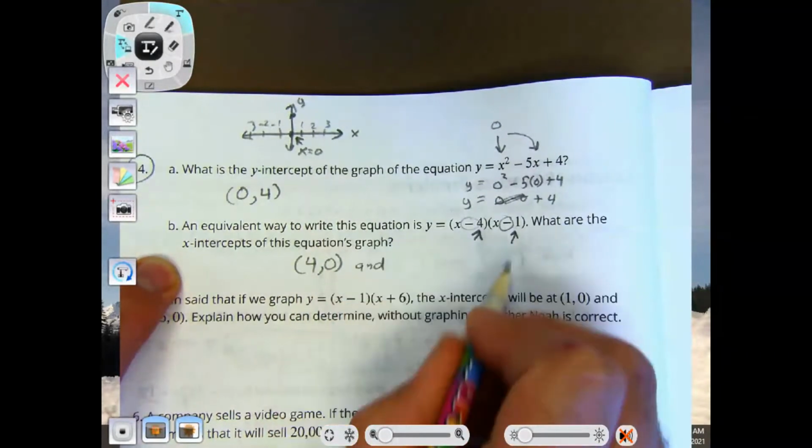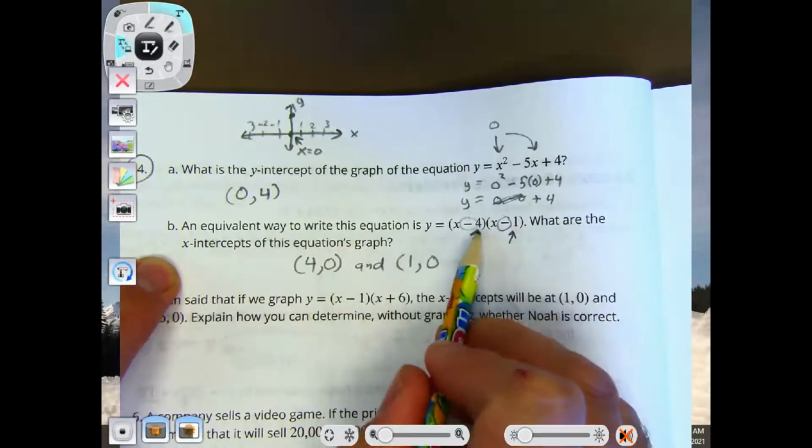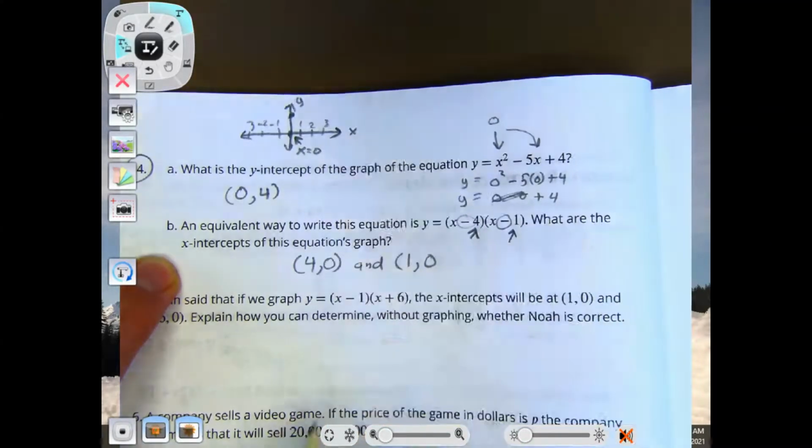and positive 1 comma 0. So I just took these two numbers and I changed the signs. That's all I did.